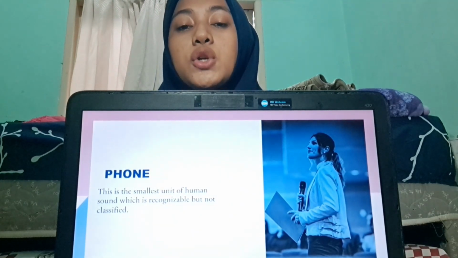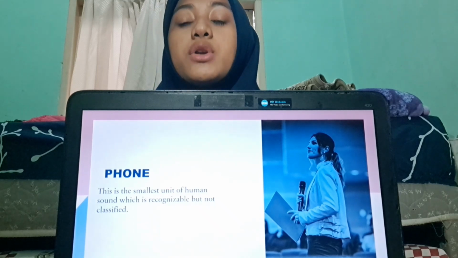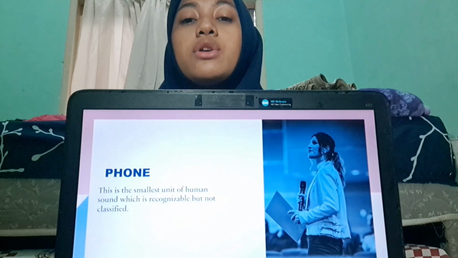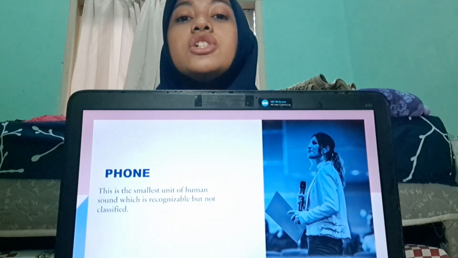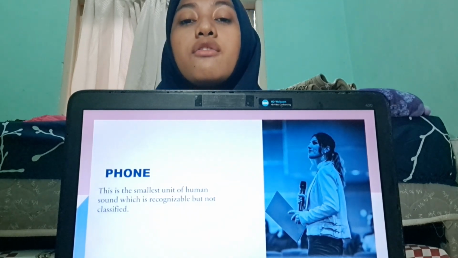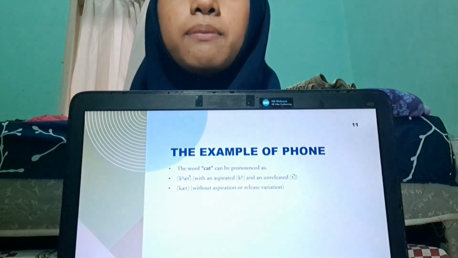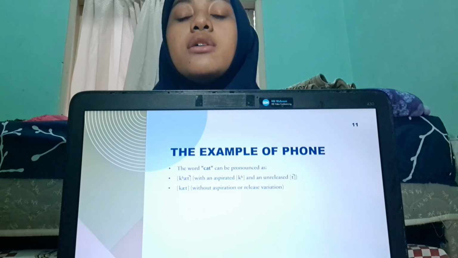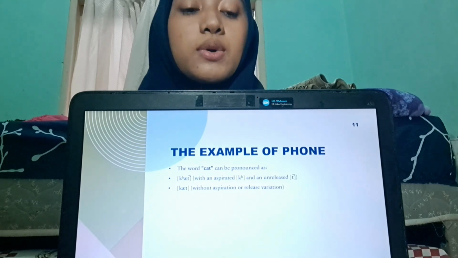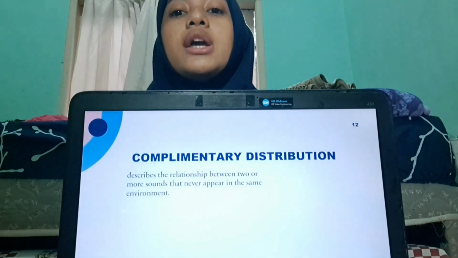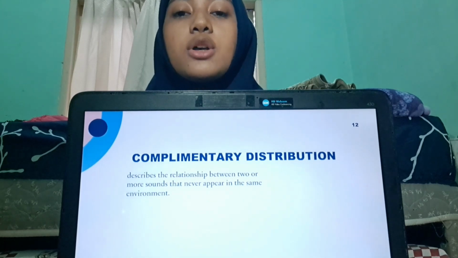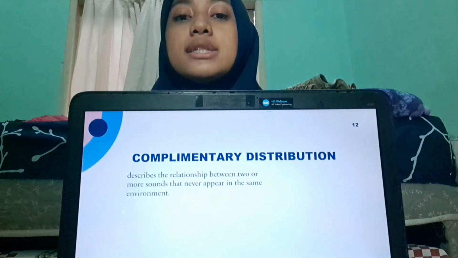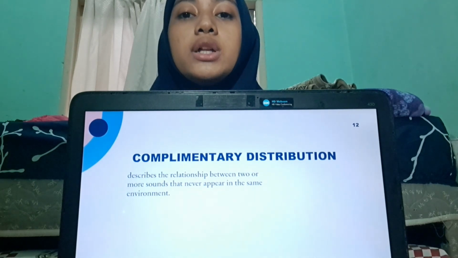A phone is the smallest unit of sound in speech that can be produced by the human vocal tract. It represents a single speech sound regardless of whether it changes the meaning of a word. For example, the word cat can be pronounced with an unaspirated K and unreleased T. And the next one is complementary distribution.